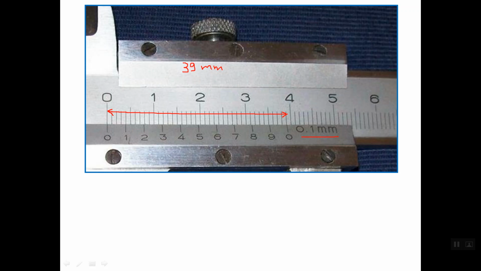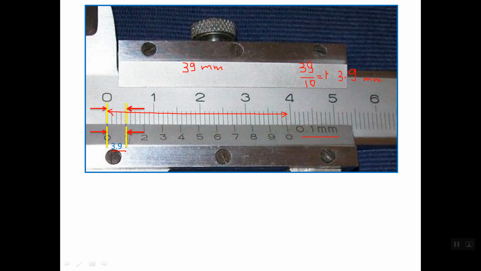So if one asks how much the distance for one division on the vernier scale is, simply we can compute this distance by dividing the total length of the vernier scale, which is 39, by the number of divisions. We have 10 divisions. So one division on the vernier scale is simply equal to 3.9 mm. So this distance is equal to 3.9 mm.